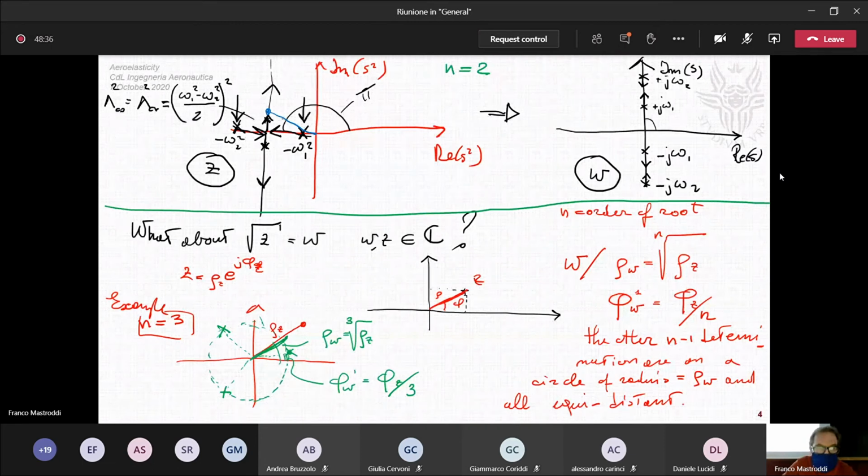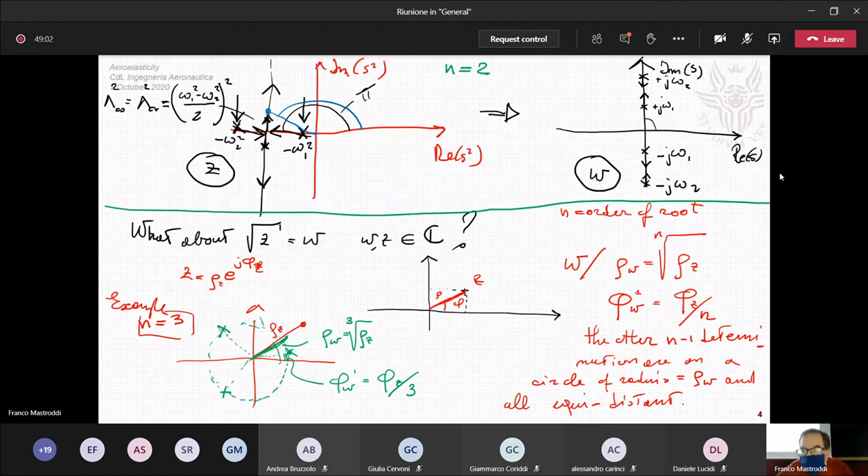And what about the phase of this complex number? This is the phase of this complex number. And you have to divide this phase by 2. Dividing this phase by 2, you have a phase angle less than pi by 2. And this is the first determination.